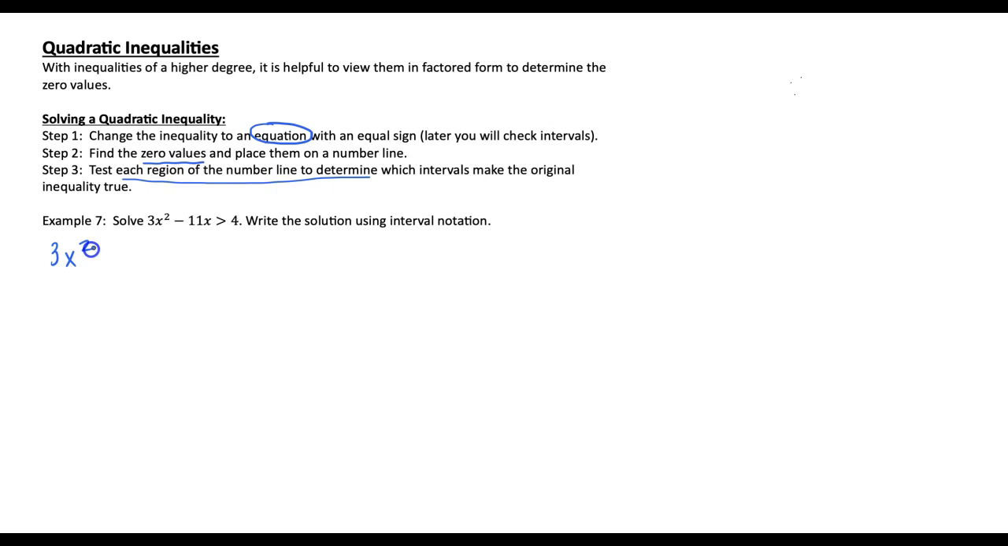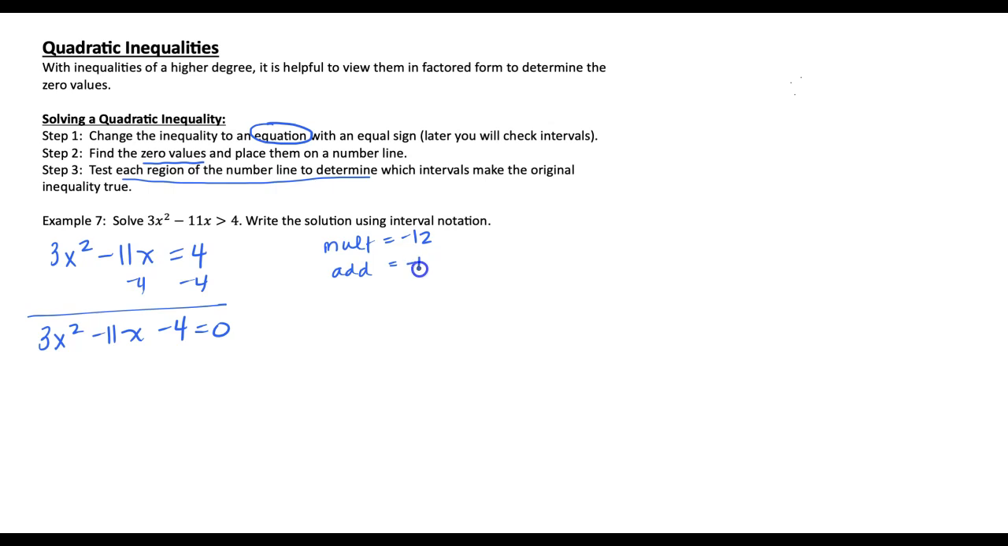I'm going to change it to 3x squared minus 11x equals 4 and move that 4 over to the left. So we have 3x squared minus 11x minus 4 equals 0. This is one of those where we could go ahead and try to factor by trial and error, or we could use that other method where we take 3 times negative 4, which multiplies to negative 12, but our special numbers need to add to negative 11. And I think we get that with a positive 1 and a negative 12.